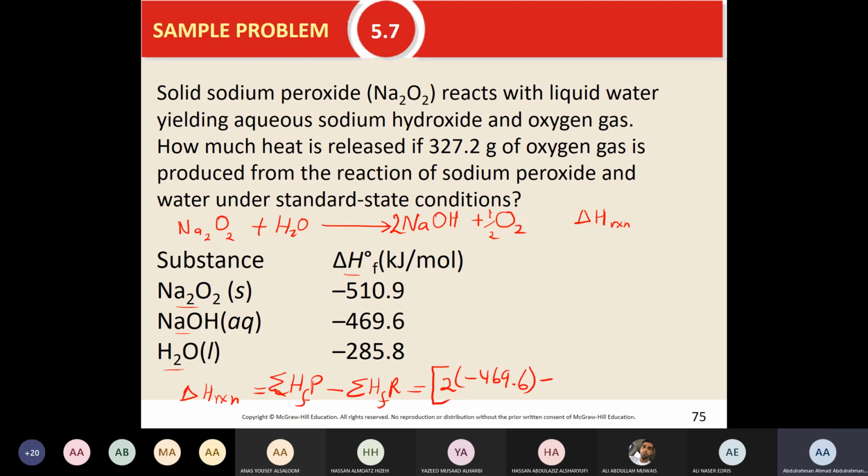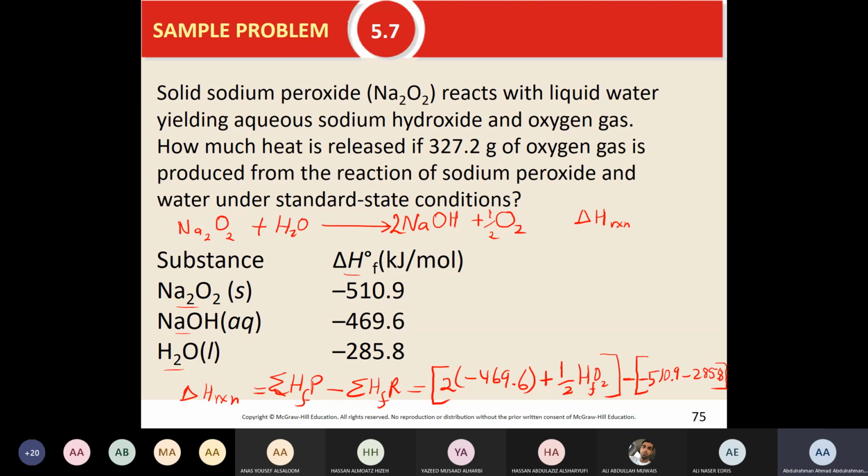Plus, what should I write if I want to put oxygen? Half times 0. Heat of formation of O2. Okay, and then minus, and then open parenthesis. Everything is 1 there. So what is it? Minus 510.9. Minus 285.8. And you have the reaction.